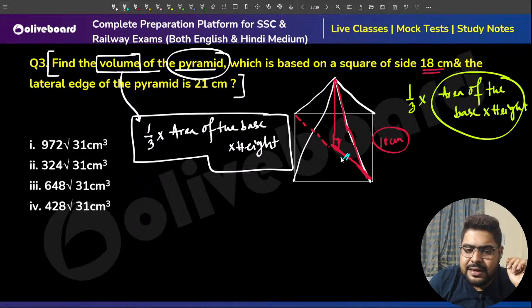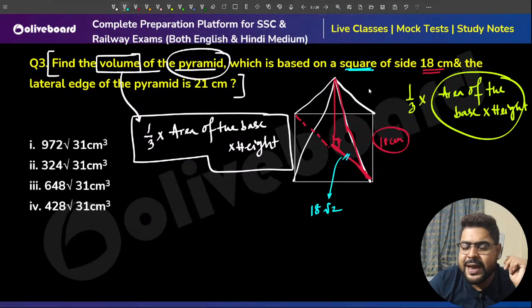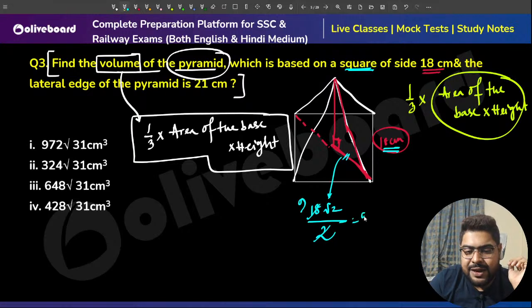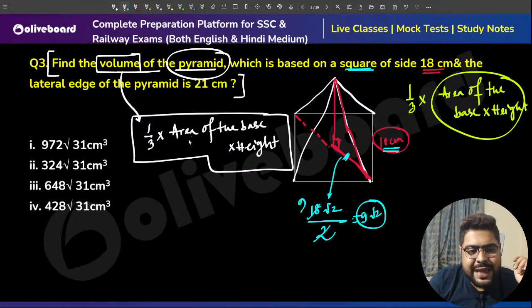Diagonal, we all know, is root 2 times the side in case of a square, because the base is a square. But it is half of that, so this is nothing but 9 root 2. Now, why are we doing this? Because the area of the base, everybody knows. I need my height, then only I can get the volume.